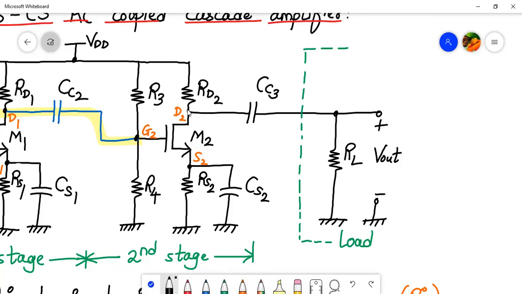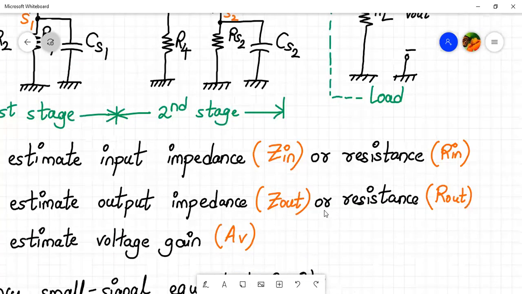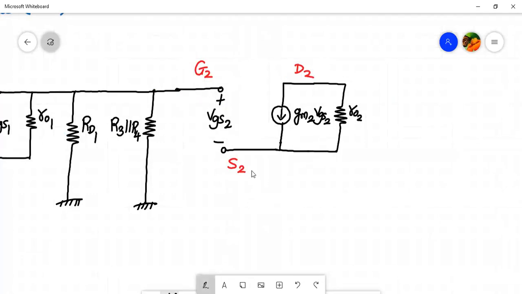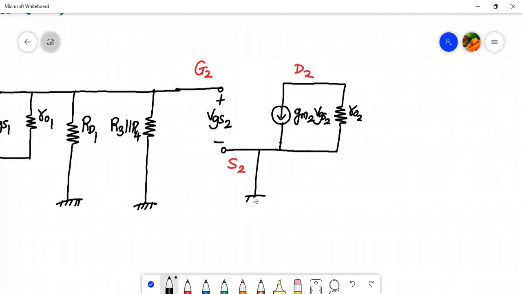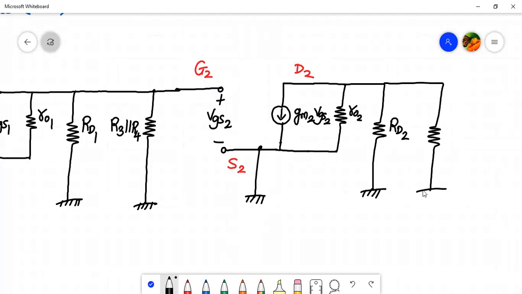We have done this analysis before, so I'm not going into that much detail, but that is what will eventually happen. So let's do the remaining connections. Over here, we have the source 2 terminal, which will be directly connected to the ground. And from the drain terminal, we have two resistances connected in parallel. First is RD2, and over here we'll have RL also. So here is my resistance RL, and here we have Vout. Okay. So with this, we complete the mid-frequency small signal equivalent circuit.